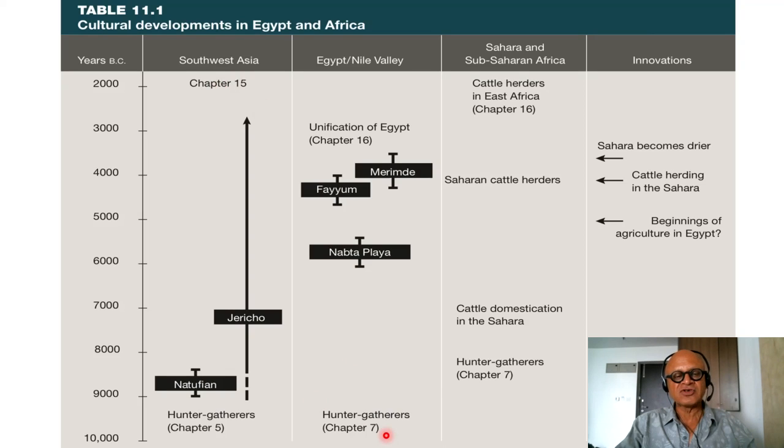Again, going from hunter-gatherers of Egypt and the Nile Valley, we'll jump straight to Nabta Playa, where agriculture is now important, and then Fayum more later, and Merimde and the unification of Egypt we'll discuss in chapter 16. The Sahara and Sub-Saharan Africa, we have discussed hunter-gatherers in chapter 7 a little. Cattle domestication happened in the Sahara around the year 7500 to 7000 in the middle of the Holocene climatic optimum.